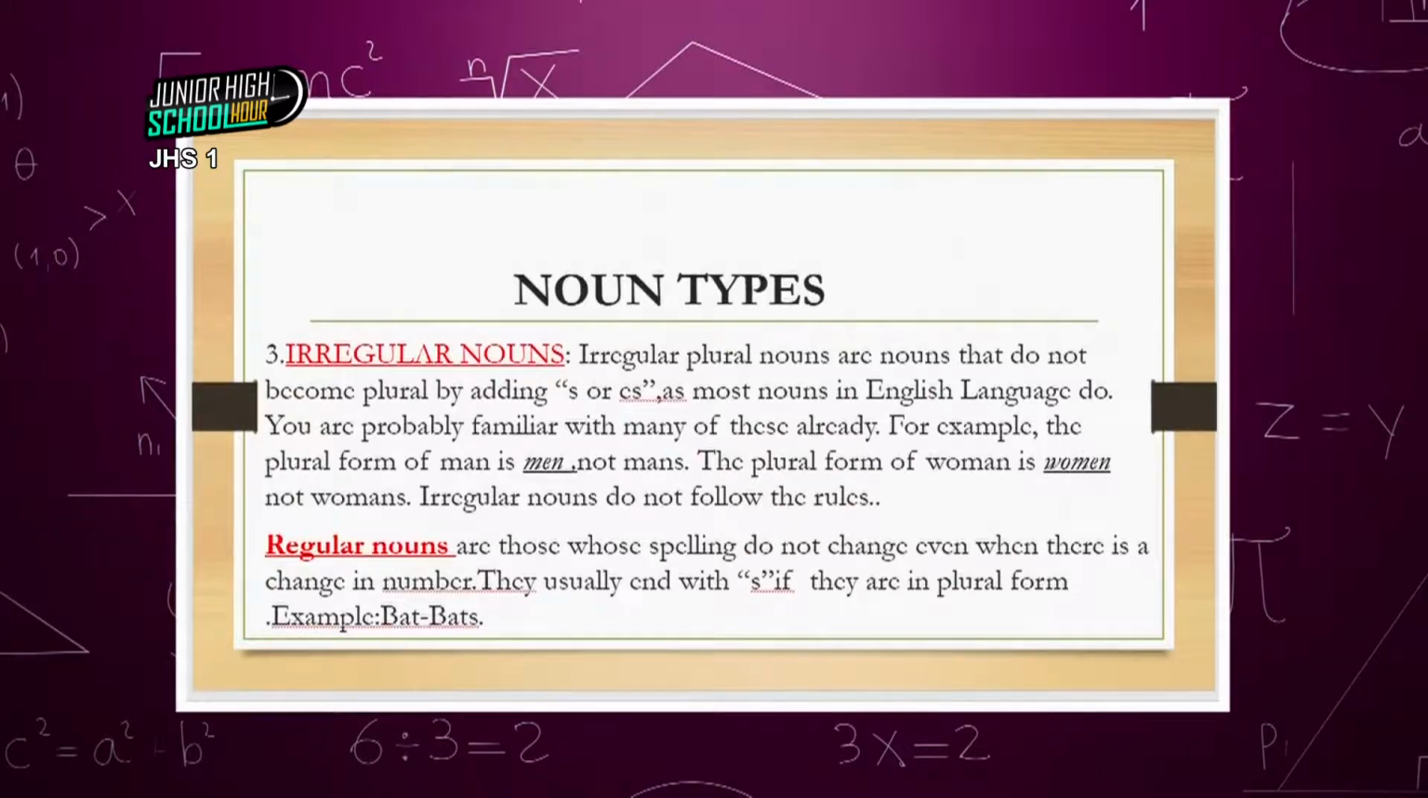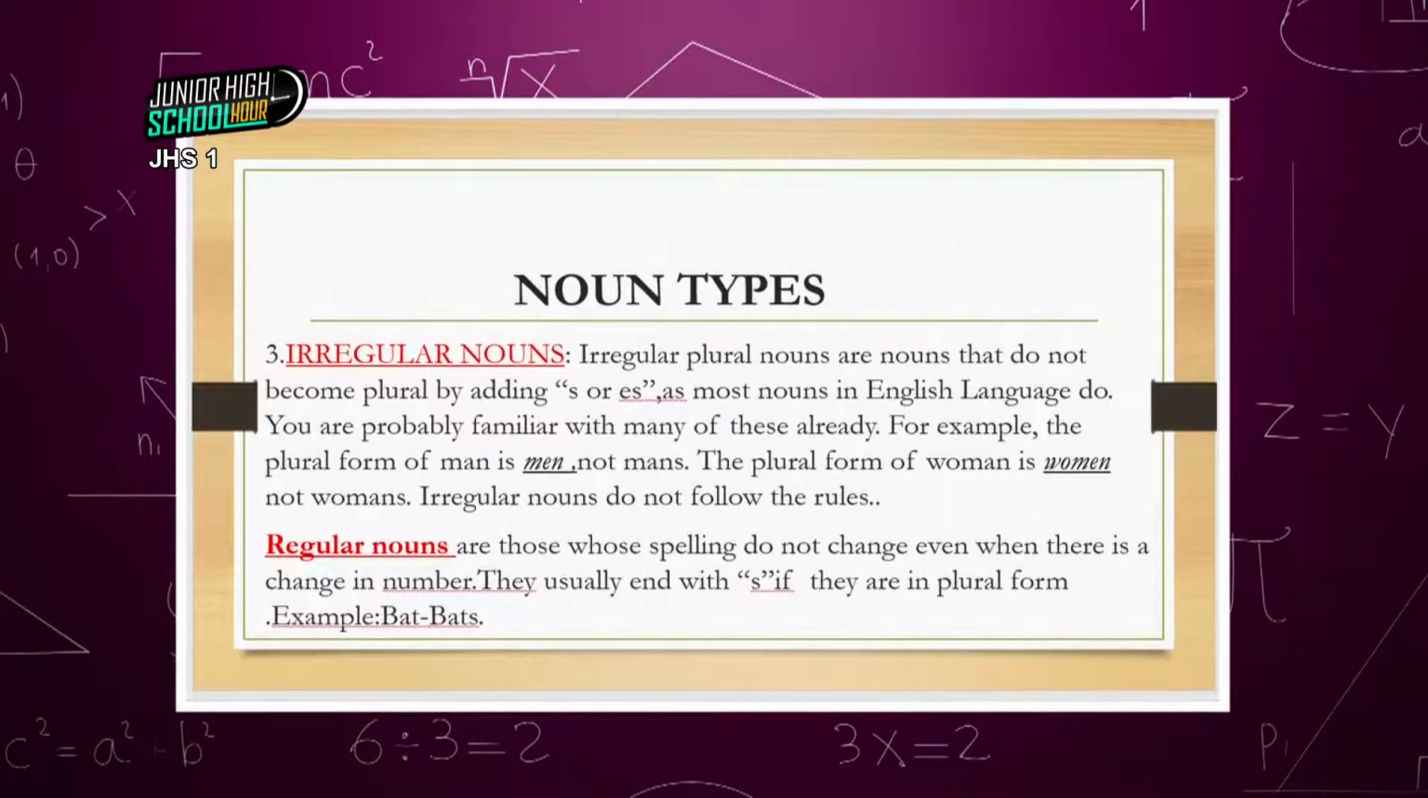Right. We are on the third one, the irregular nouns. Irregular plural nouns are nouns that do not become plural by adding s or es. We know that if you want the plural form for something, you just add s or es. So why is this different? We will find out. Most nouns in the English language are like that, but this is not like that.